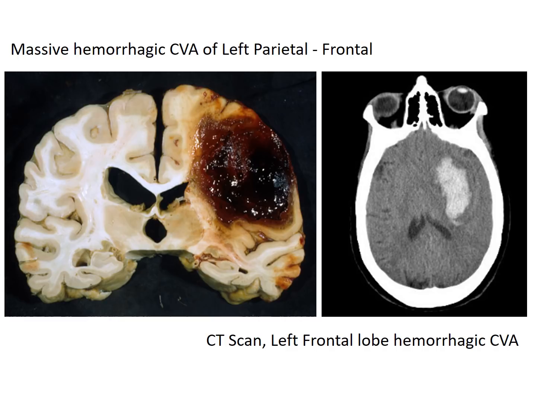And then on the axial CT scan, you can see that large frontal lobe hemorrhagic CVA. So on a CT scan, blood tends to look white. So now seeing that white in that frontal lobe, that's going to be characteristic of hemorrhage. Again, blood looks white on a CT scan.